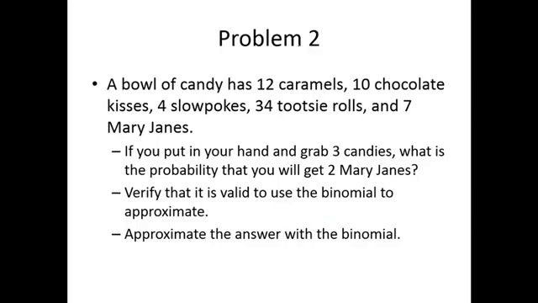Problem 2. A bowl of candy has 12 caramels, 10 chocolate kisses, 4 slow pokes, 34 Tootsie Rolls, and 7 Mary Janes. If you put in your hand and grab 3 candies, what is the probability you will get 2 Mary Janes? Verify that it is valid to use the binomial to approximate, and then approximate the answer with the binomial. We have something new here: verify it is valid to use the binomial. What do you mean? First off, let's do the calculations.